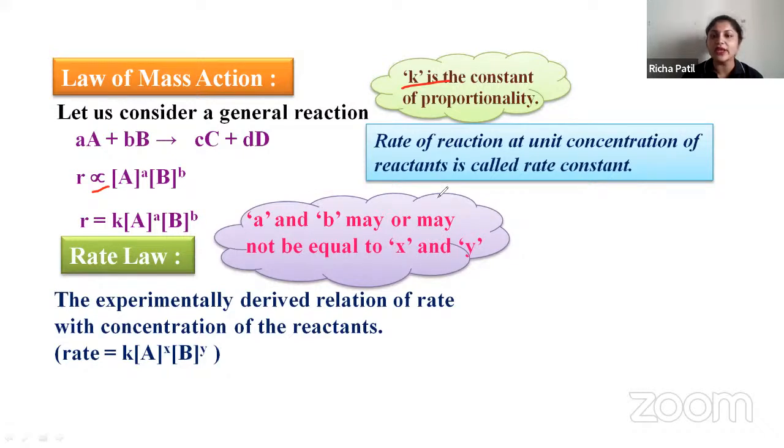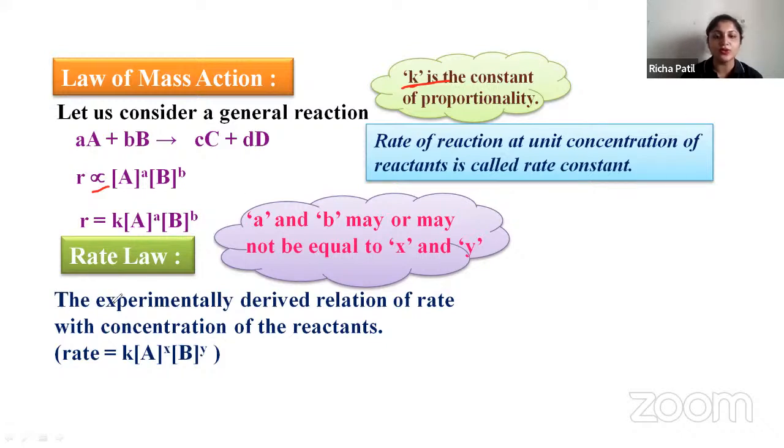So what do you mean by rate constant? This rate constant k is the rate of reaction at unit concentration of reactants. When the concentration of the reactants is raised to unity, the rate is said to be the rate constant. That is, the rate of reaction at unit concentration of reactants is called the rate constant.